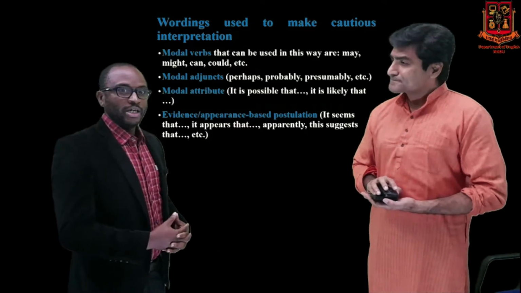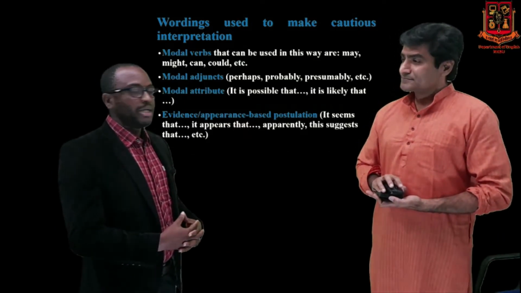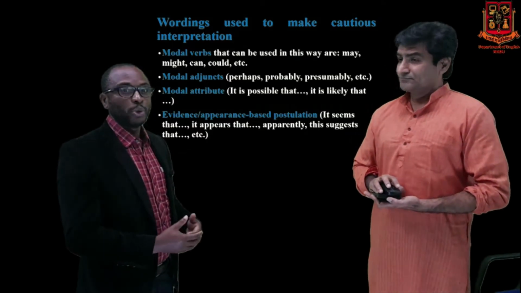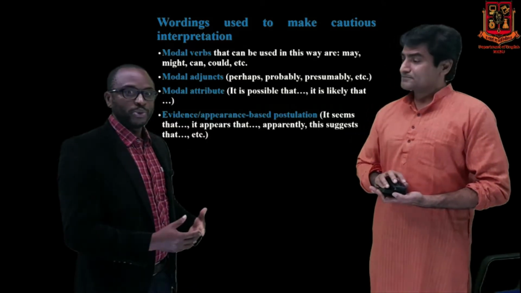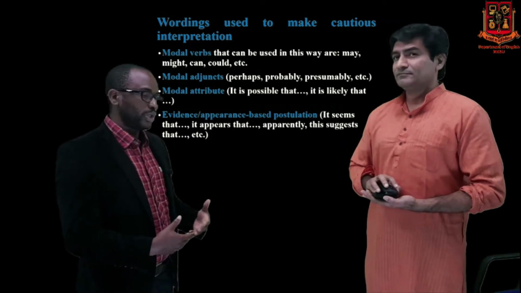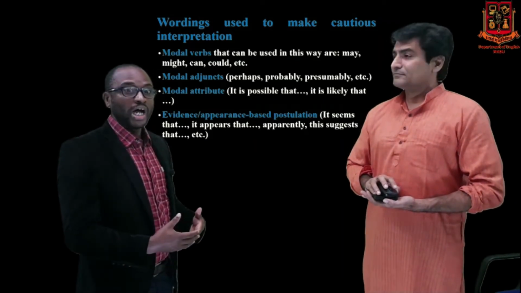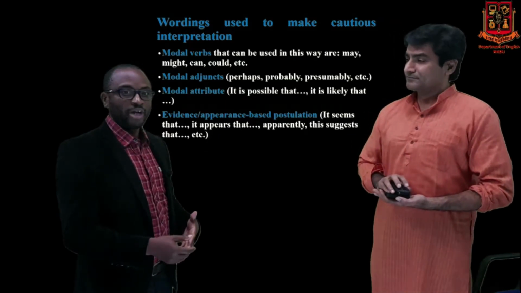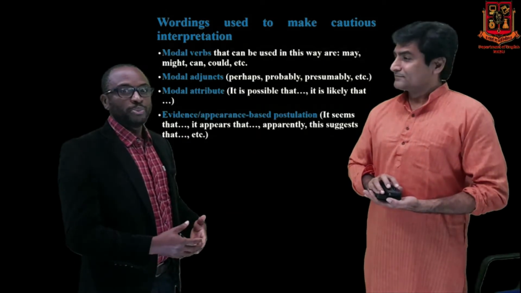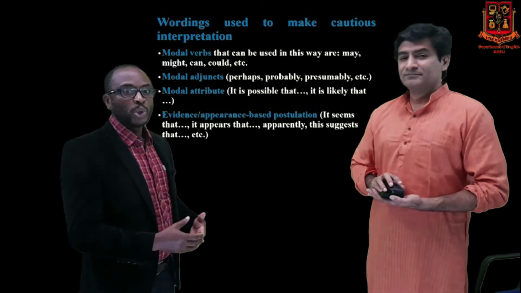So the second component, of course, there are many wordings that we have to use. For instance, we have to use modal verbs, and they can be used in this way. So we have may, might, can, could, and others. We have modal adjuncts, what we call in grammar: perhaps, probably, presumably, and we have modal attribute.